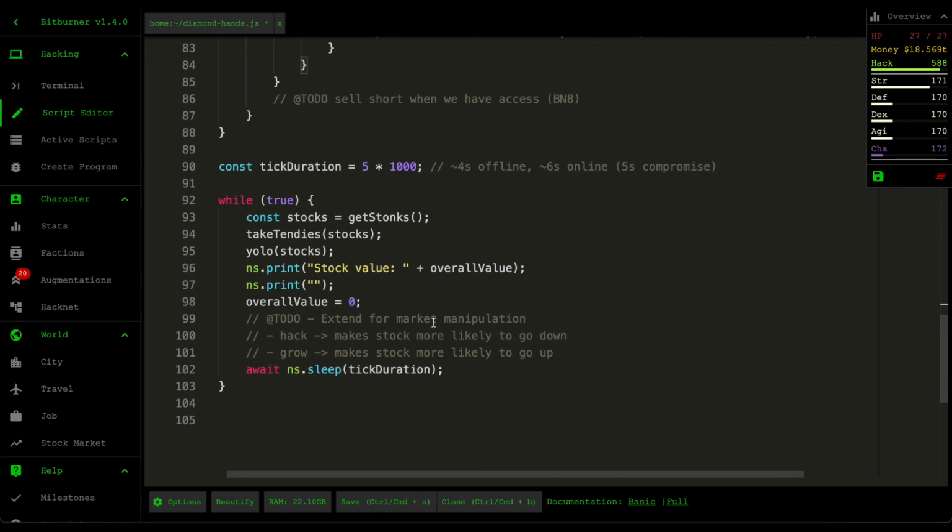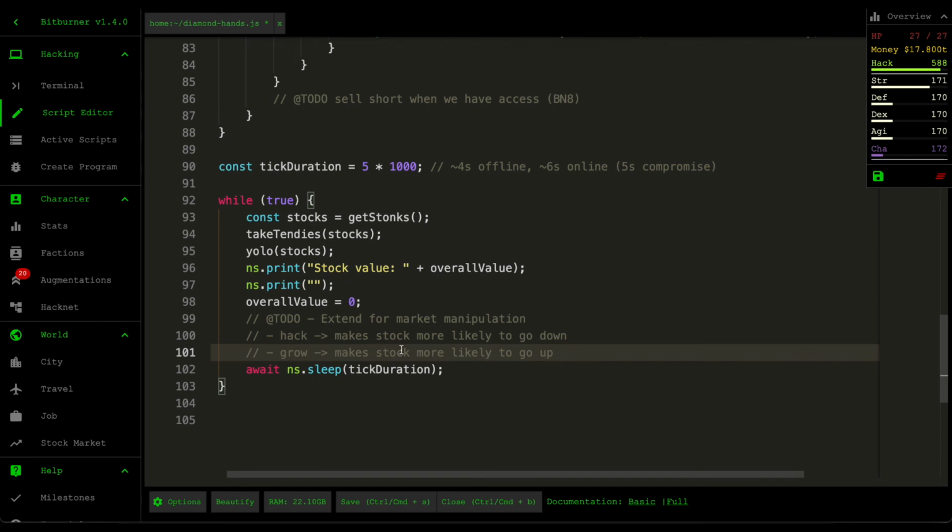I made a note down here for market manipulation. Basically this game has a functionality where you can actually manipulate where the stock will go based off the actions that you take. So hack will make the stock more likely to go down, mainly because you're stealing money from their bank account, so it's decreasing the revenue, meaning that it's going to make all the investors for that company very unpleased. Or you can grow that company, and then this will make the forecast go up, so make the stock more likely to go up.